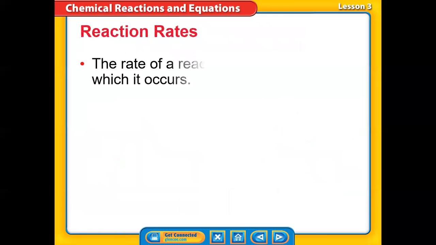So here, guys, we know the difference between an exothermic reaction and an endothermic reaction, and how energy changes during a chemical reaction. That's our lesson for today.